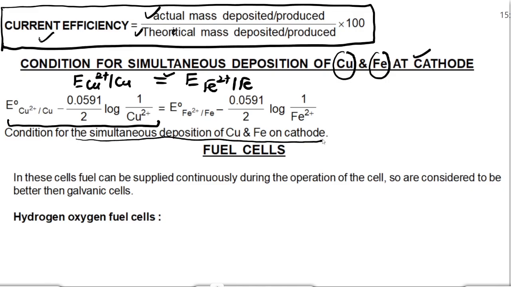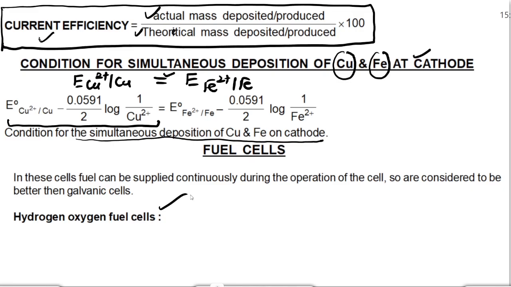Fuel cell, you know, there is continuous supply of fuel during the operation and it is a continuous cell. It is better than other cells because the side product formed is only water, which is used for drinking purpose by astronauts. Like we have hydrogen oxygen fuel cell. I think cell part, you know that dry cell, mercury cell, lead storage battery.